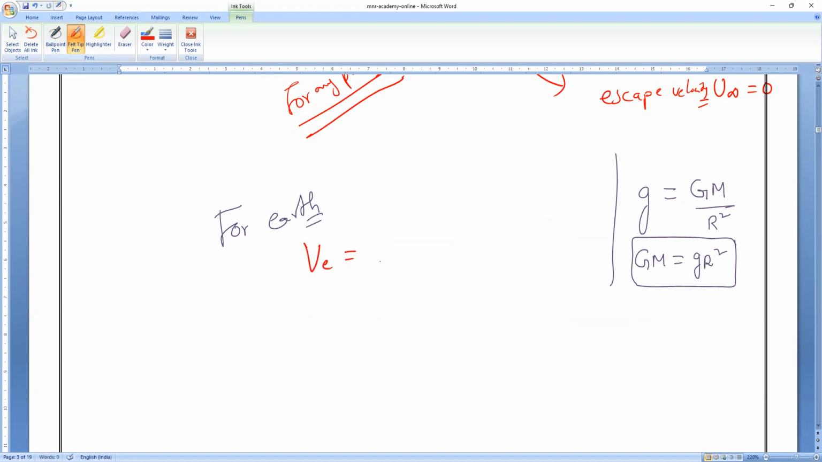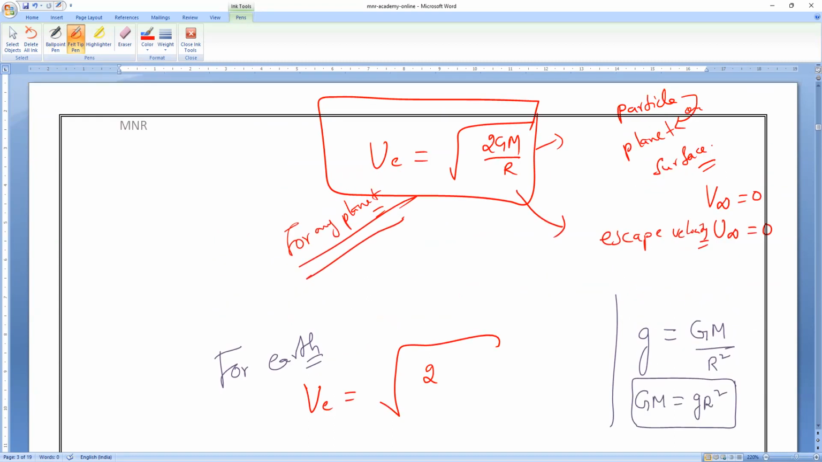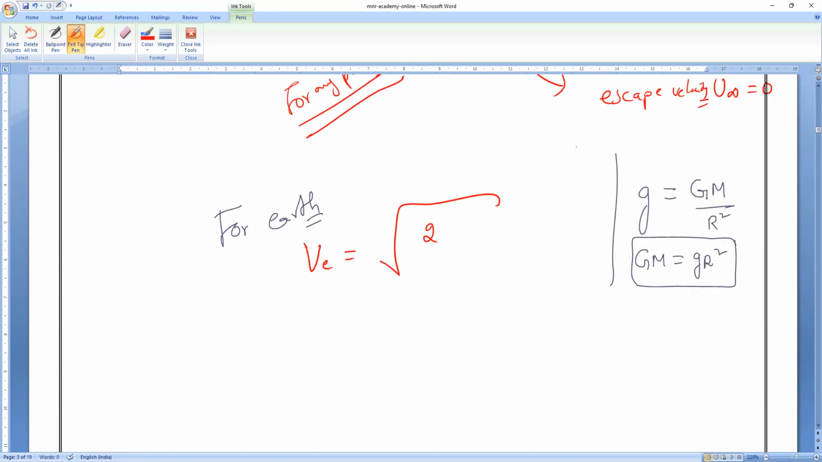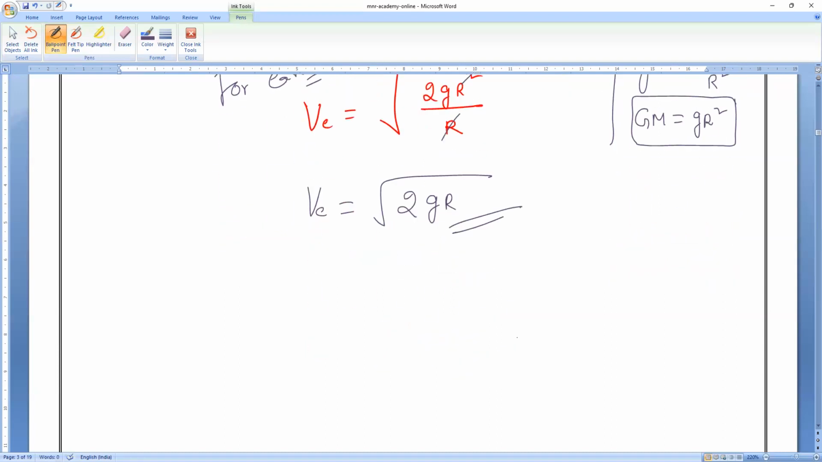The escape velocity of Earth is equal to root over 2 into, in place of GM, I can write g R square, divided by R. So R will get cancelled. What is the escape velocity of Earth, everybody? Root 2gR. This is for Earth, where the particle is present on the Earth surface. This is the formula.